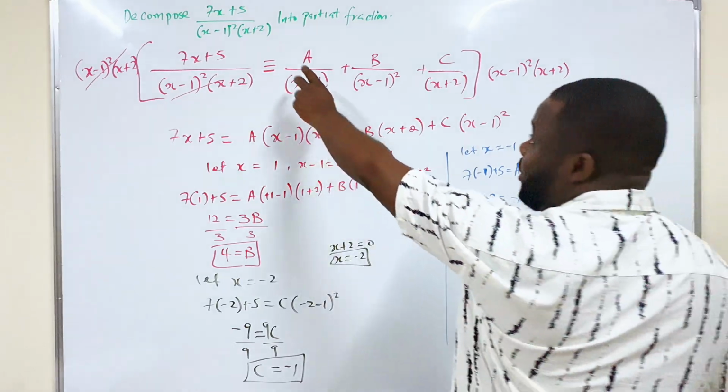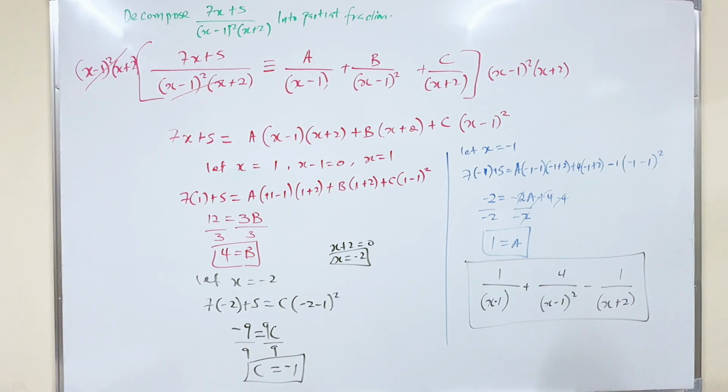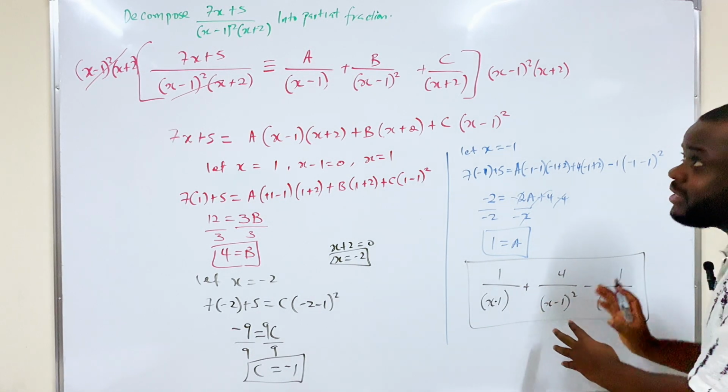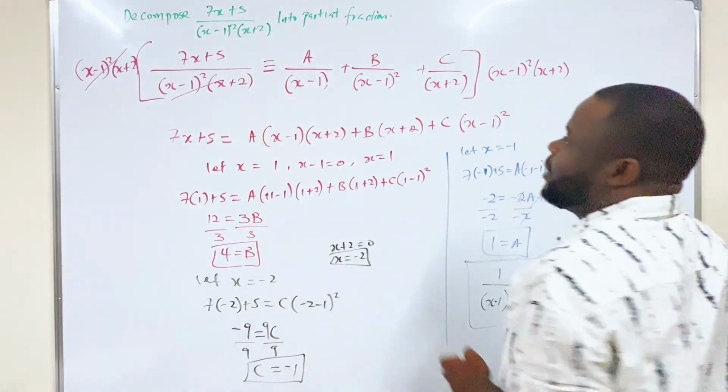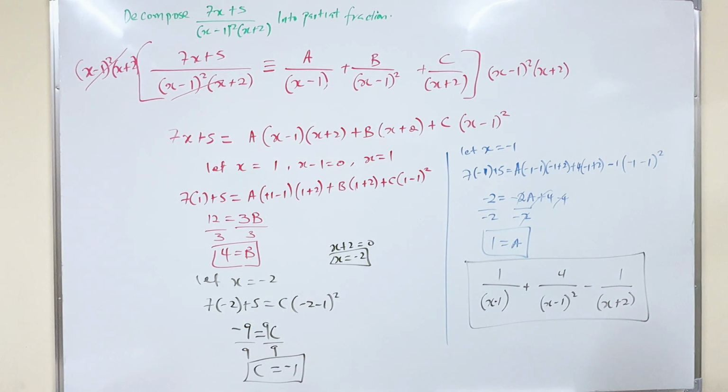So this particular fraction is what they give us. And you can also reverse it back to get to this if you have the time. So this is how to do the partial fraction.